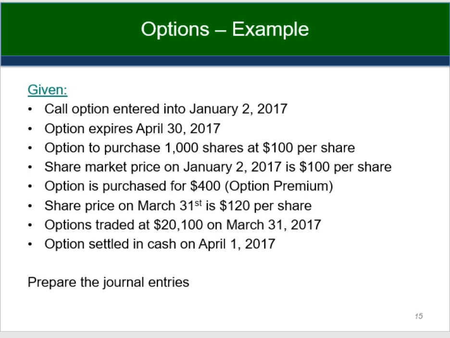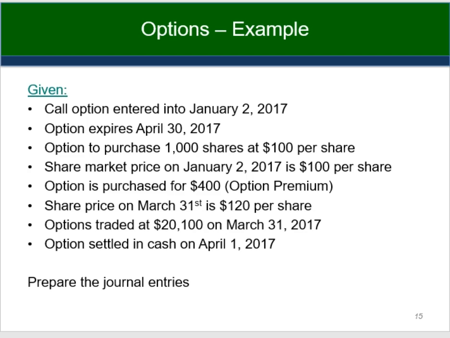So the option has no intrinsic value, but it does have some time value because between January 2nd and April 30th, there's a high probability that the price of the shares might move up, and you can still buy them for $100 even if the price has gone higher. So the option is purchased for $400, which is the option premium. So you are allowed to control 1,000 shares, which would cost you $100,000 if you actually bought the shares, but you're controlling them with a $400 premium.